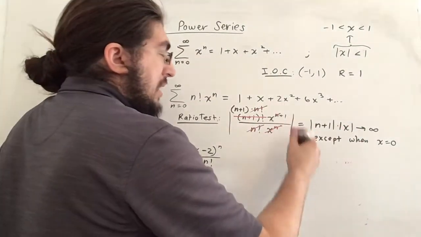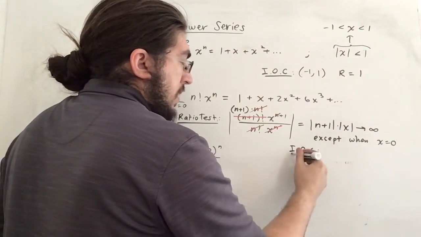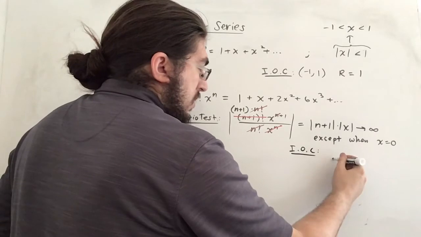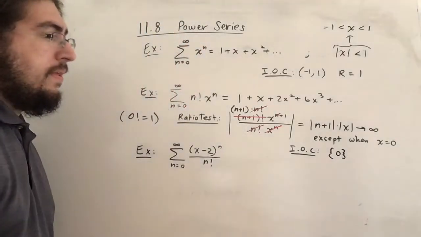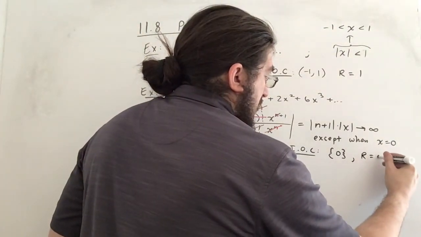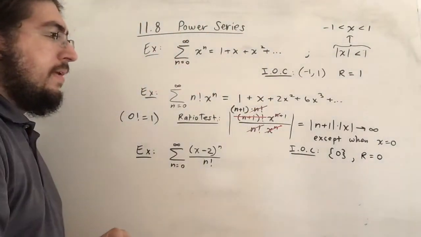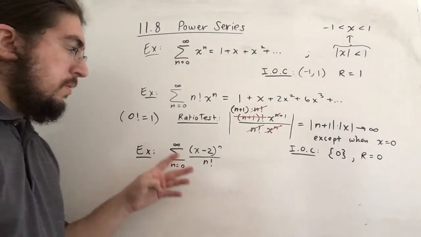So in this case, the interval of convergence is kind of a weird scenario where it's not really an interval, it's just a number itself. It's a singleton, 0. And with that being said, the radius of convergence is the number 0 itself. So that's kind of interesting. But now moving on to something a little more tangible.